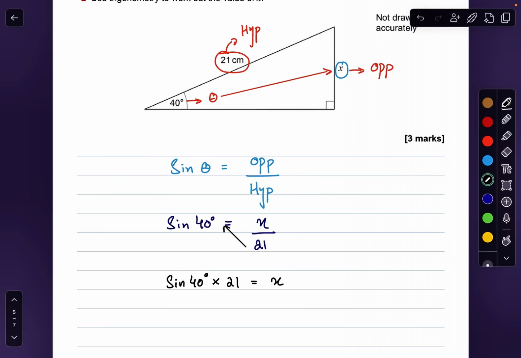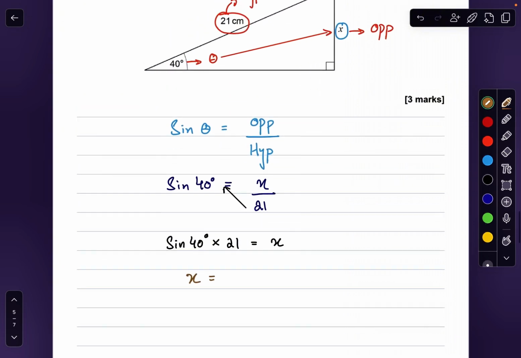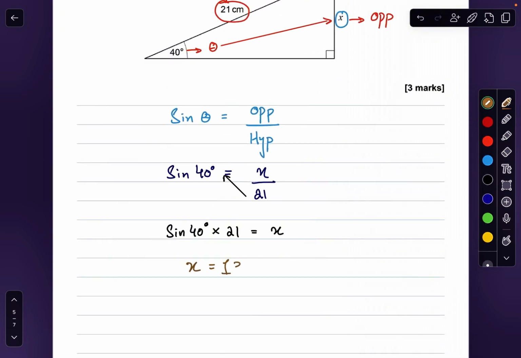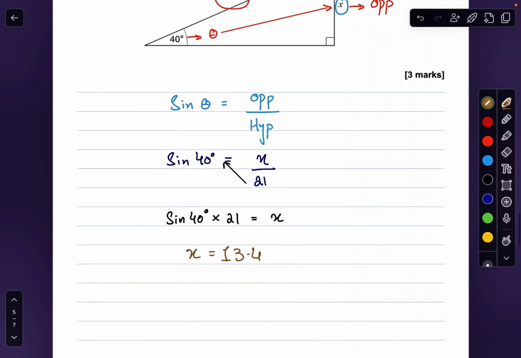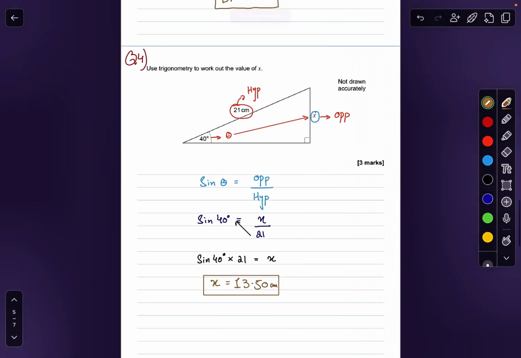Using your calculator here, sine of 40 times 21, we'll be getting the answer x equals 13.49, and if you take it to two decimal places, it's going to be 13.50, which would be centimeters again because that's a side, and this would be the solution.